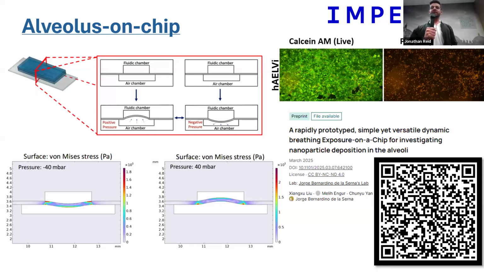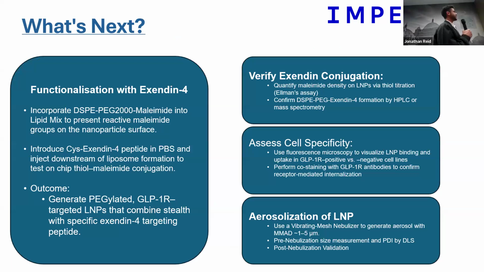Quickly just touching up on the last part. This is the alveolus on a chip model. As you can see, we've done all of our simulations, and on the top right-hand side, we have managed to achieve 100% confluence on these cells now. There you can see a live dead assay. And the next steps will essentially be to functionalize our lipid nanoparticle with exendin-4. And that will hopefully allow us to generate a pegylated GLP-1R targeted lipid nanoparticle.